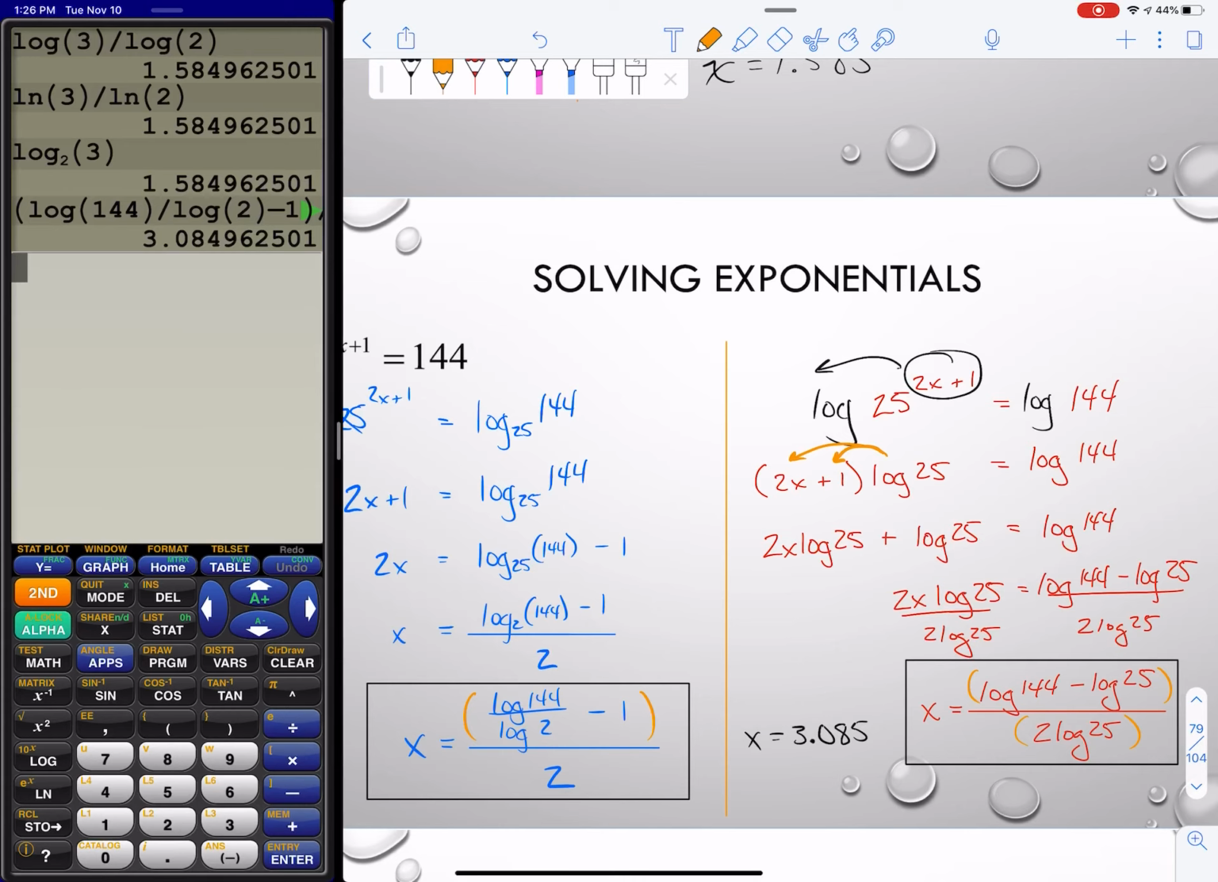Okay, so when I do this, I'm going to open parentheses for my numerator. I'm going to have log of 144 minus log of 25, close parentheses for the log, close parentheses for the numerator, divided by, and I'm going to open parentheses for my denominator, 2 log of 25. Again, close parentheses for the log, close parentheses for that denominator, and we did not get the same answer. So where did I make a mistake in here?